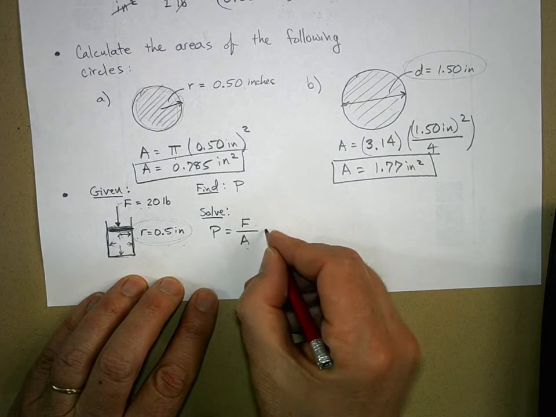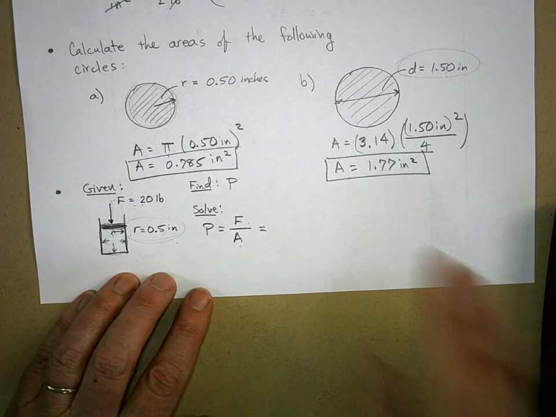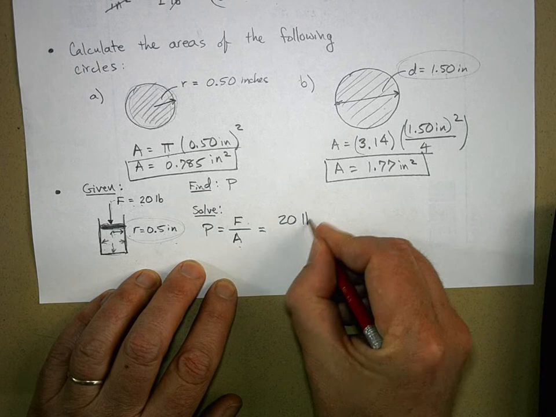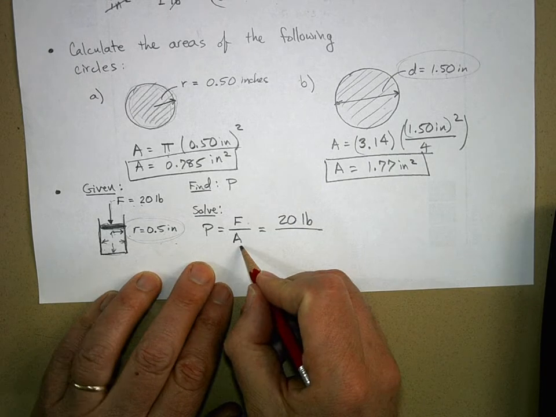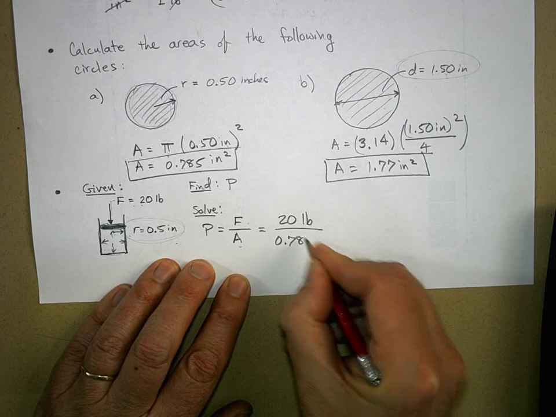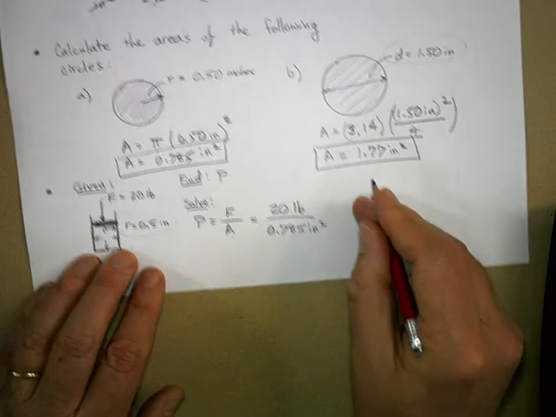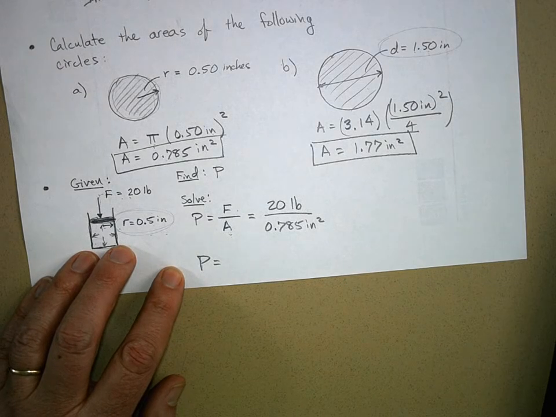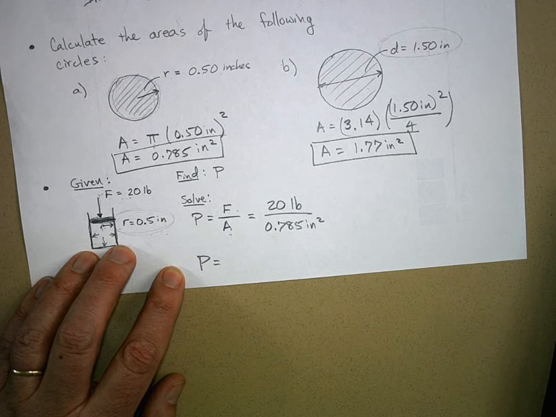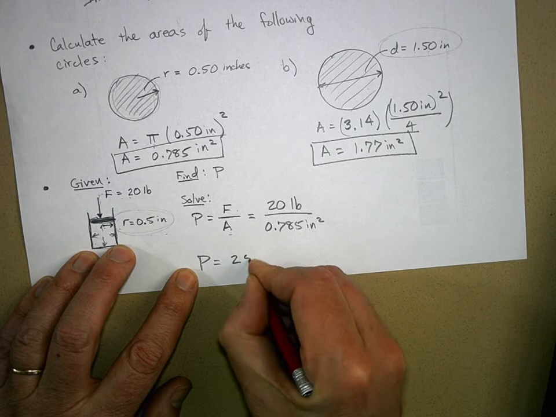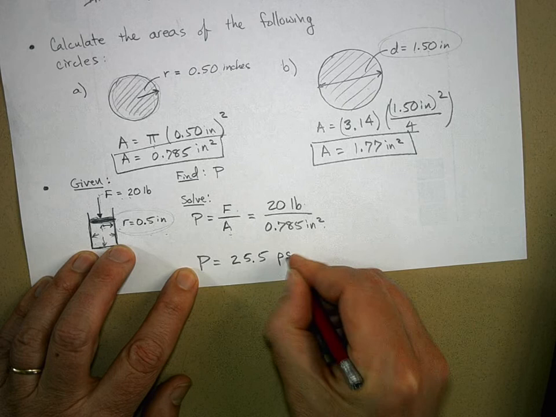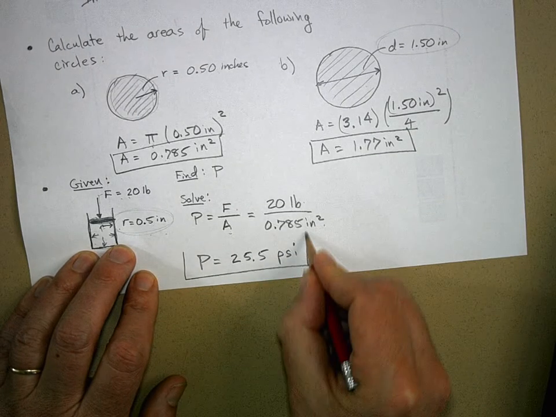If you want to solve it separately, you certainly can do that, and that's what you'll have to do on the practice problems I'm going to give you. But this is 20 pounds divided by an area of 0.785 inches squared. So the pressure is equal to 20 divided by 0.785 square inches, and this gives us a pressure of 25.5 pounds per square inch, or PSI. And there's my answer.